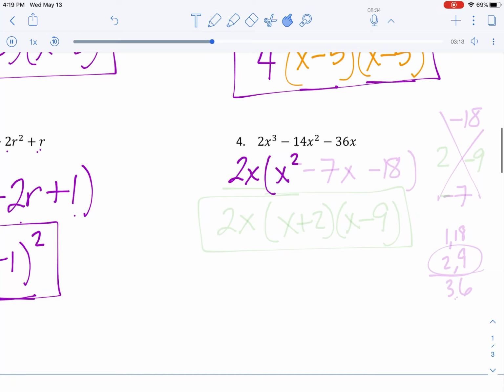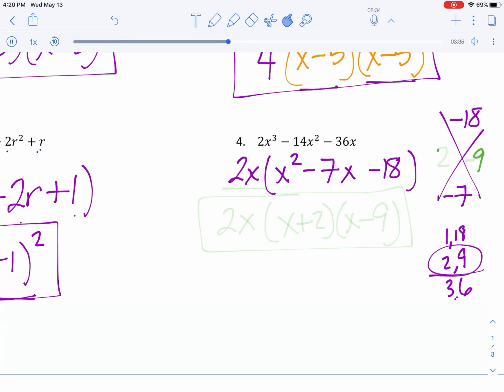That leaves us with x squared minus 7x minus 18. What multiplies to negative 18 and adds to negative 7? So we've got 1 and 18, 2 and 9, or 3 and 6. And 2 and 9 is going to give us that negative 7. So those numbers are going to go here. And we want the 9 to be negative, so I end up with a negative 7. That gives me the factors x plus 2 and x minus 9. Don't forget that leading 2x from above.